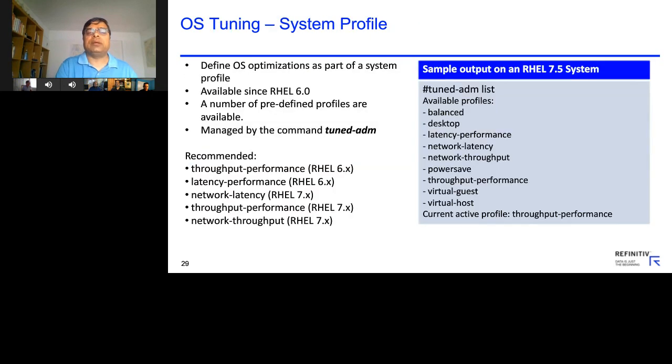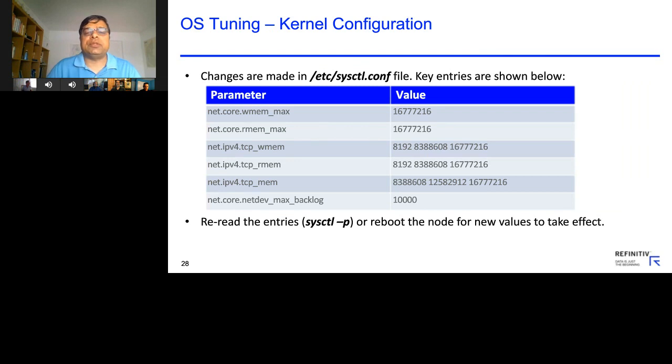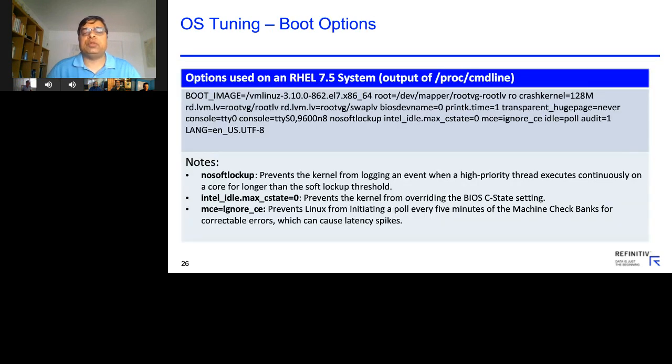So when we go to the boot options, there are basically 2 or 3 things that we do. The intel_idle.max_cstate=0 setting prevents the kernel from overriding the BIOS state setting. If not, a driver or application can override it. And then ignore the MCE polling, so that's a good one to set, and nosoftlockup. Otherwise, you will see lots of logging. So those are the 3 things that we are calling out here.